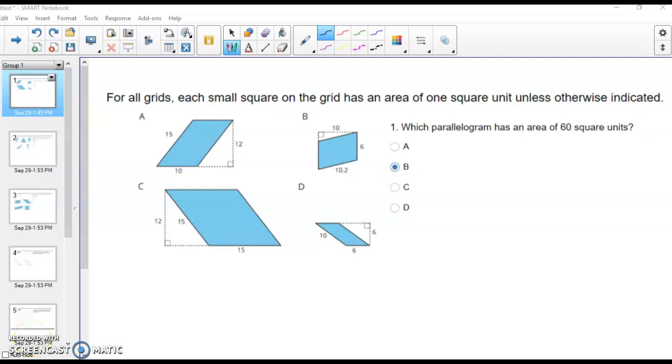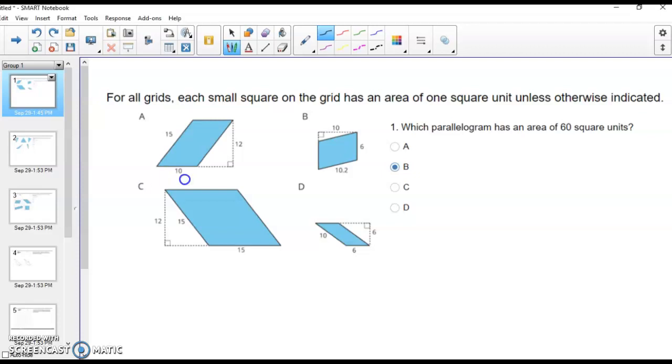All right, today we are going to be doing test corrections for our mid-unit test for Chapter 1. Question number 1. Which parallelogram has an area of 60 square units? Please make sure that you find the area for each parallelogram and then confirm your answer.